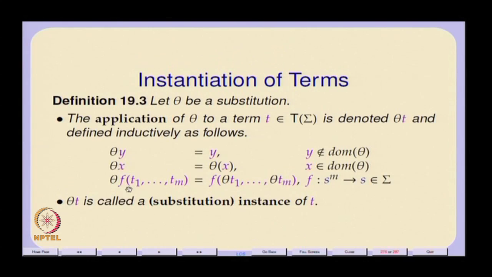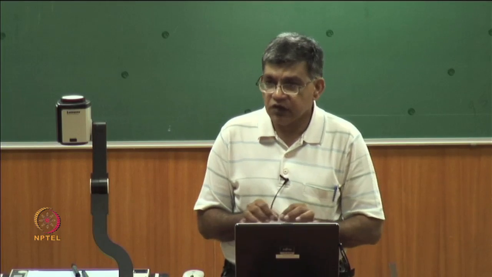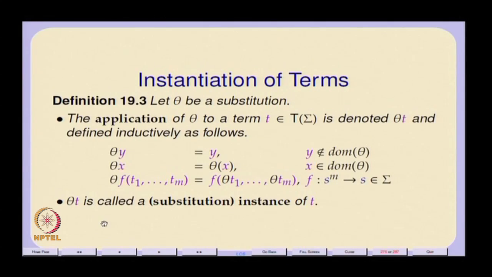And for any complex term, you essentially push theta down into the term. If you think of these terms as abstract syntax trees, and you are applying theta from the top, it filters down till it reaches the leaves which are variables, and then some of the variables are replaced by subtrees. S is also a tree, replaced by new trees. And for any term t, theta t will be called a substitution instance of t. Very often we just say an instance of t.